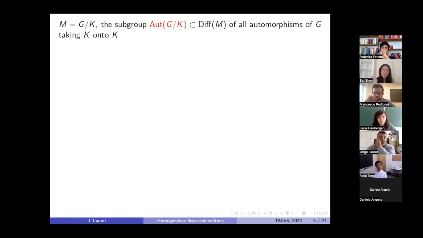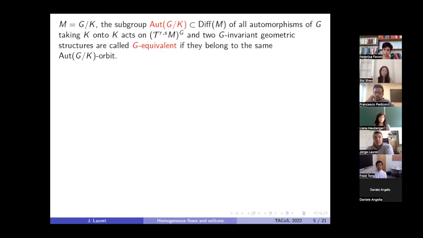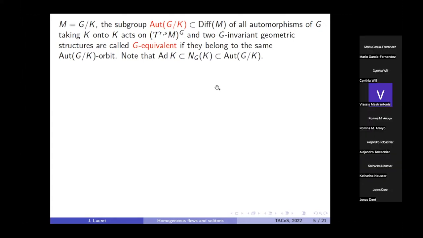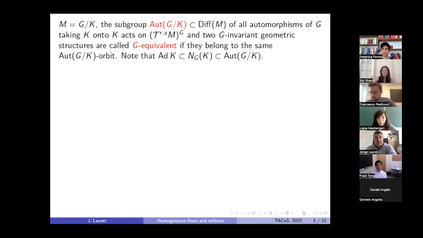So we have this homogeneous space, and we consider these diffeomorphisms of M, which are like the algebraic diffeomorphisms, if you want, which are the automorphisms of G, taking K to K, and so going down to the quotient. Okay, the thing is that this group, this special group of diffeomorphisms, which is very involved with the algebraic part of M, G over K, acts on the set of G invariant tensors, and so we can use it to define an equivalence which is where G is involved. Okay.